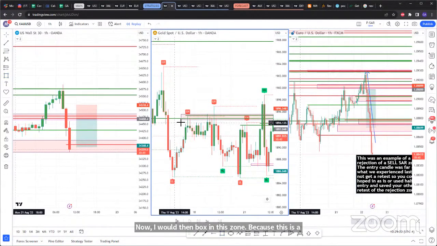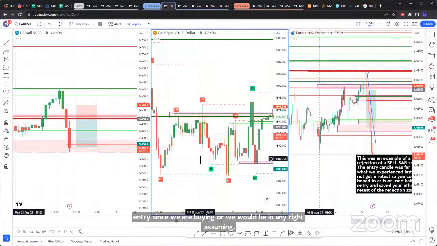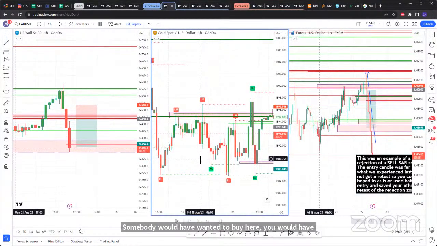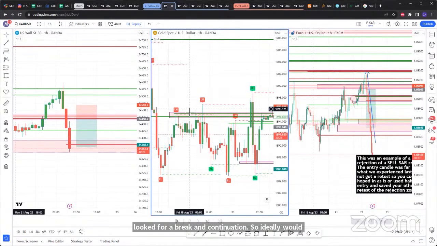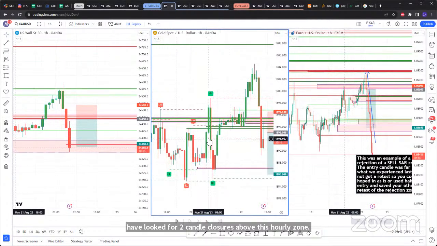Now, since this zone is above, what entry will it give us for gold? It will give us not a test and rejection, because since we are buying, you would have looked for a break and continuation. So ideally, you'd have looked for 2 candle closures above this hourly zone. So this whole time, where do you get those 2 candle closures? Here, you get 1 candle closing above. The next candle, instead of closing above, guess what it does? And this was yesterday, closes heavily back down.